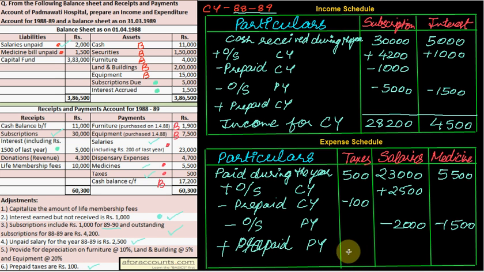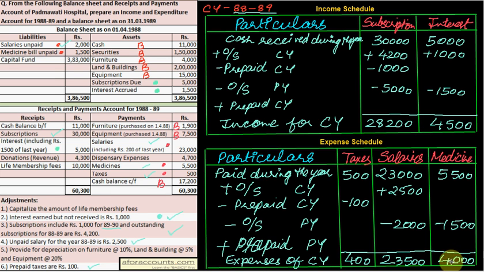These amounts which pertain to the current year will also be taken to the balance sheet, and I will show you once we make the balance sheet. But right now we have found out income and expenses which are to be taken to income and expenditure account. So expenses of your current year: 500 minus 100 is 400. And 23,000 plus 2,500 minus 2,000 comes up to 23,500. And 5,500 minus 1,500 comes up to 4,000.